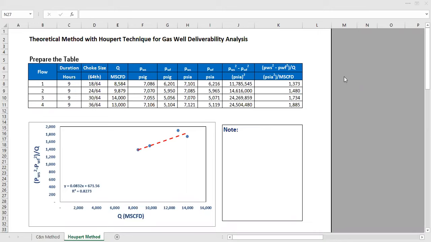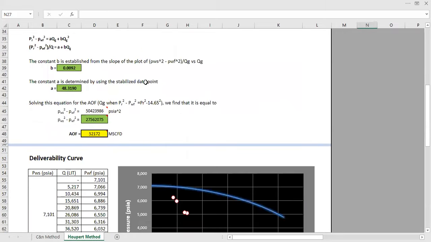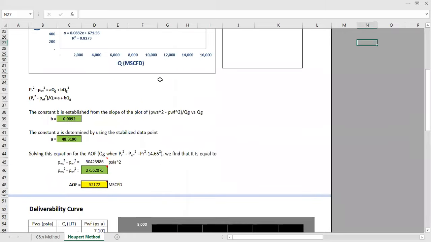By the way, I've prepared a spreadsheet to do the analysis for the gas well deliverability, and you can see this is my spreadsheet. In this video, I will guide you. I will do the step-by-step analysis so that we can understand how to calculate the deliverability of a gas well.